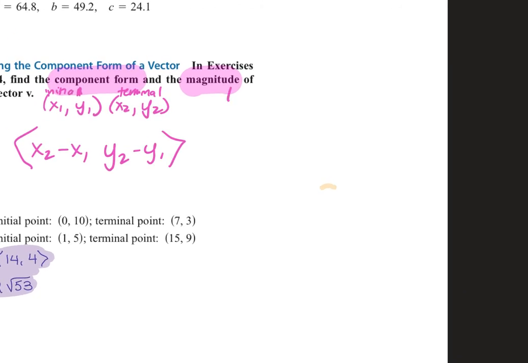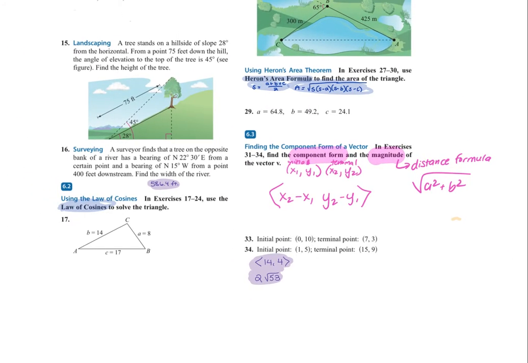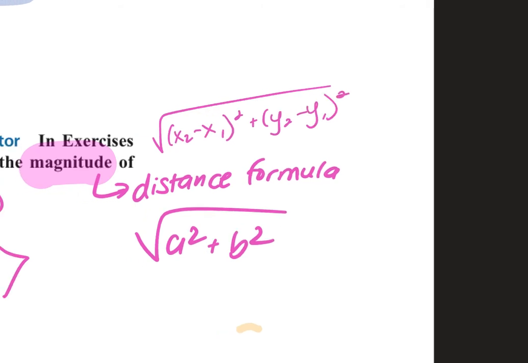And then the magnitude, you can either use the distance formula, or you can do the square root of a squared plus b squared if you already have the component form. So that would be like 33 and 34. It is the square root of x2 minus x1 squared plus y2 minus y1 squared. That's distance.